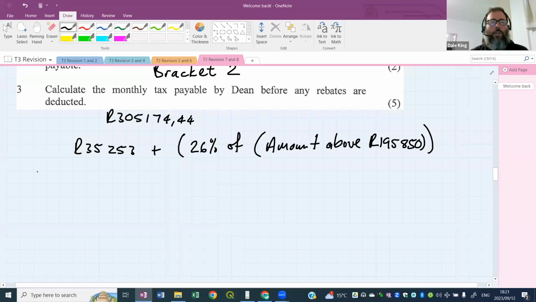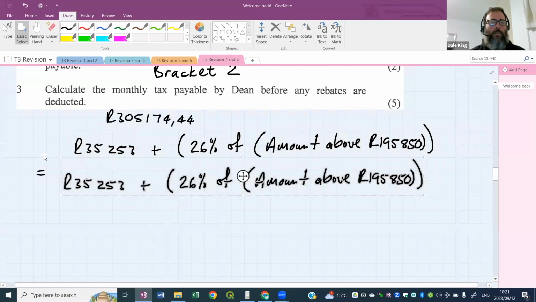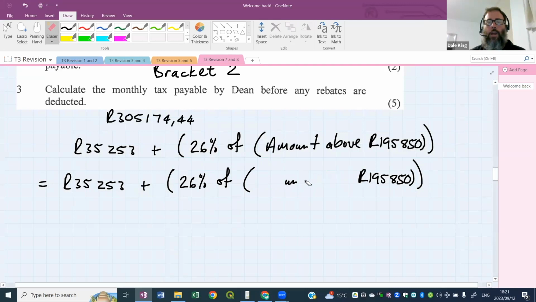So what I'm going to do is take this whole thing and copy it because I can. One of the cool things about this software is that we can copy it. So I'm going to do it over here. And I'm going to change this word here, which is "amount above." Take that away. How do I know how much I am above? I need someone to come and help me with this. What do I need to do here to work out how much I am above 195,850?